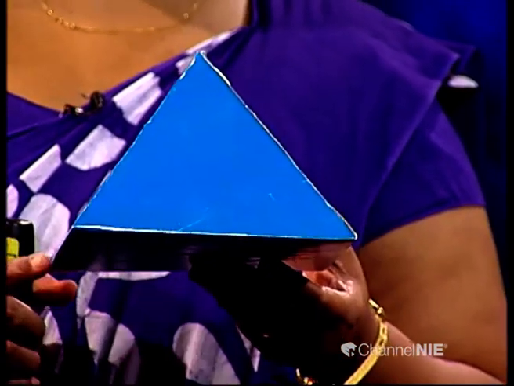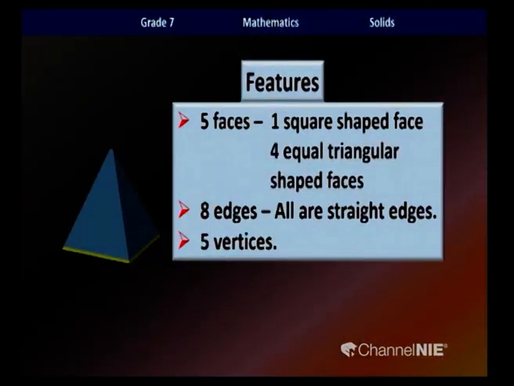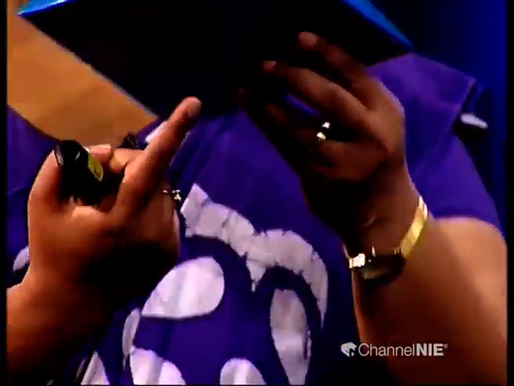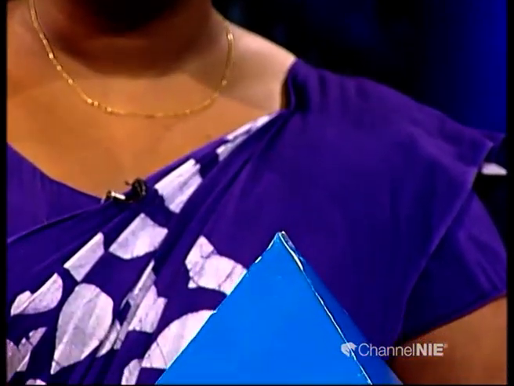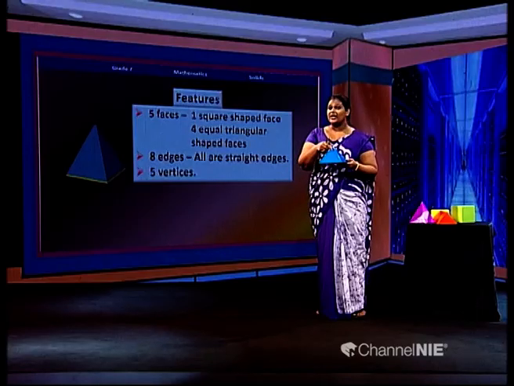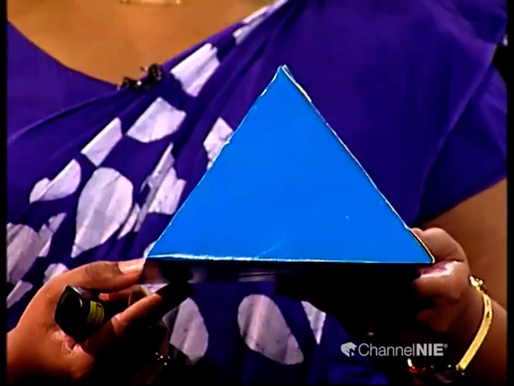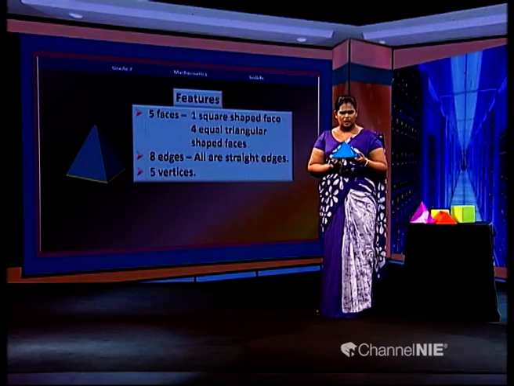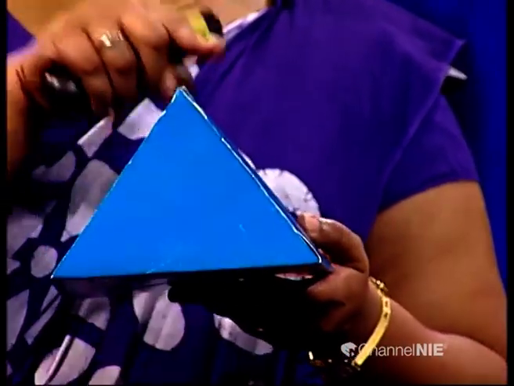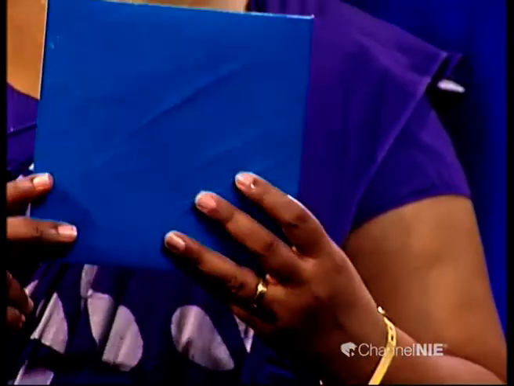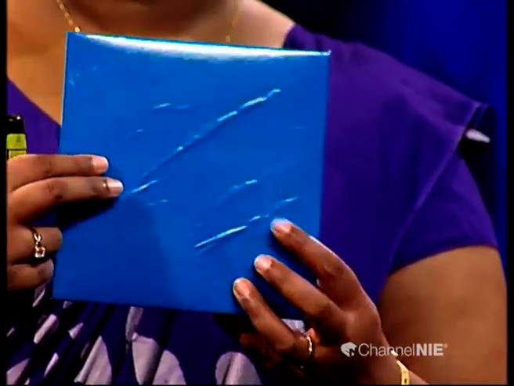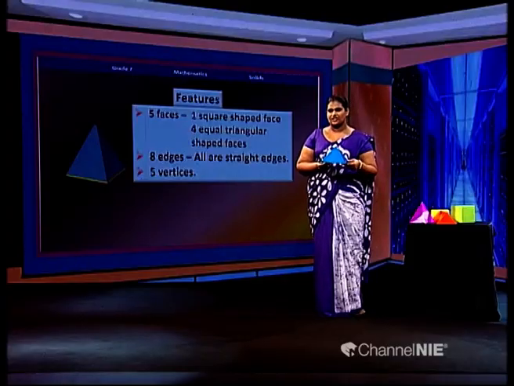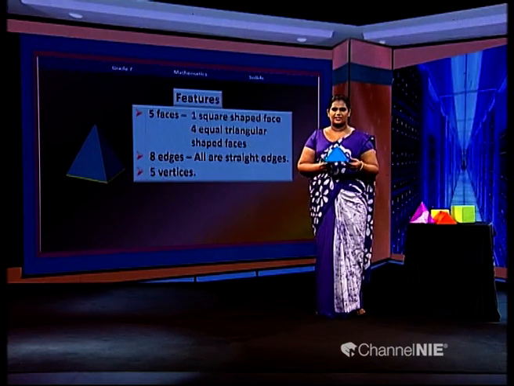We will see how many faces there are. Shall we count? 1, 2, 3, 4, and with the base you have 5 faces. 4 are equal triangles and 1 is a square face. And what about the edges? Shall we count? 1, 2, 3, 4, 5, 6, 7 and 8. We have 8 edges and all are straight edges.